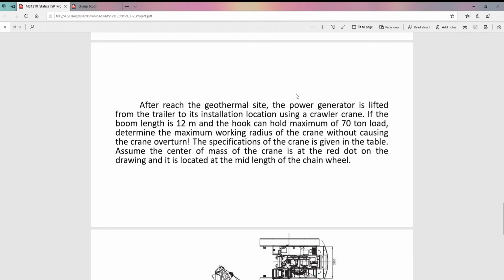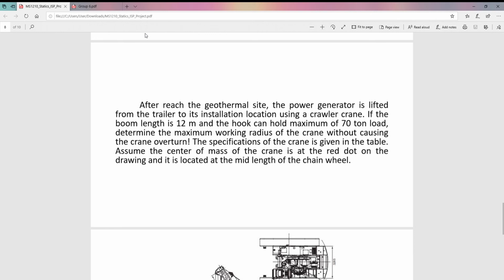All right, for the final question, I will be representing my group. Hello everyone, my name is Avariq and I will be explaining to you how we managed to finish number 4. Now, number 4 is about a crane, and basically what they're asking is the maximum working radius when the mass of the crane is in the center of it, given the red dot in the drawing.